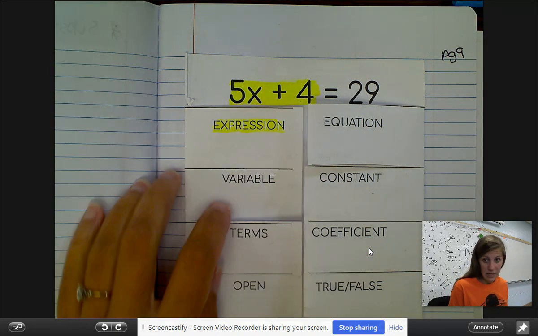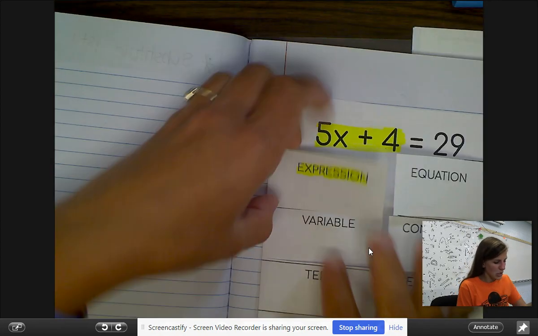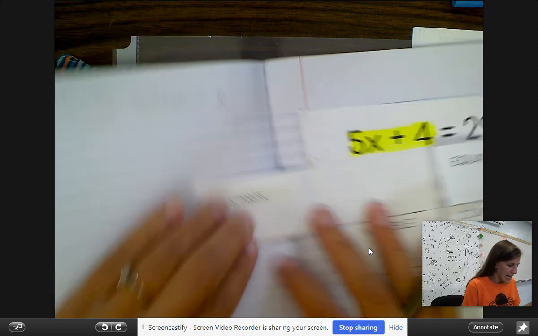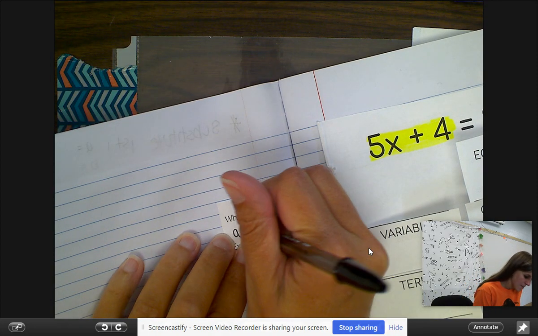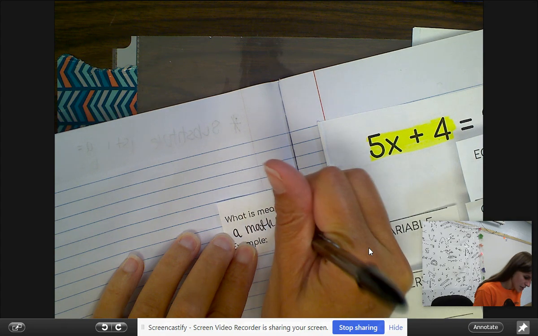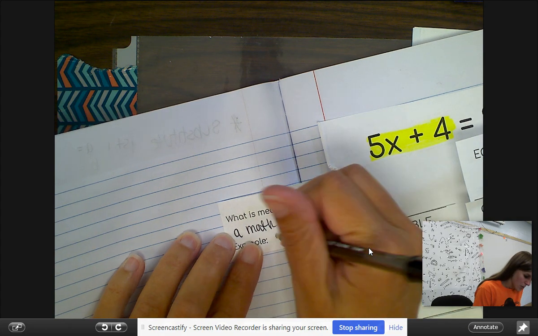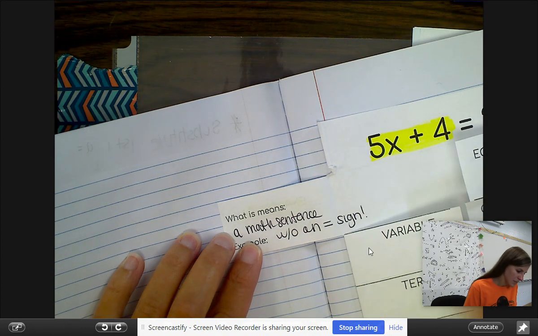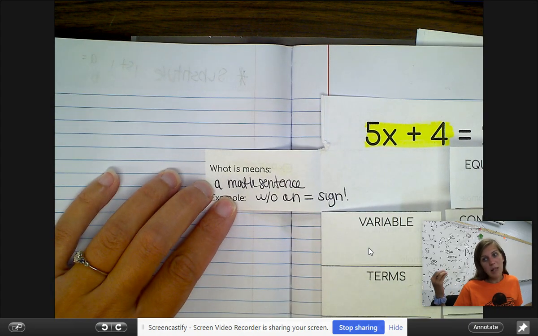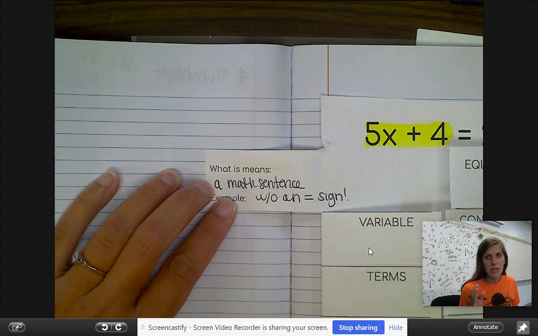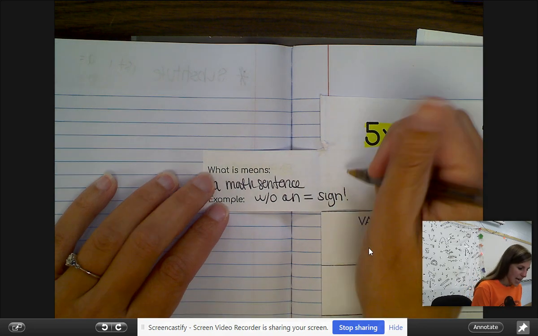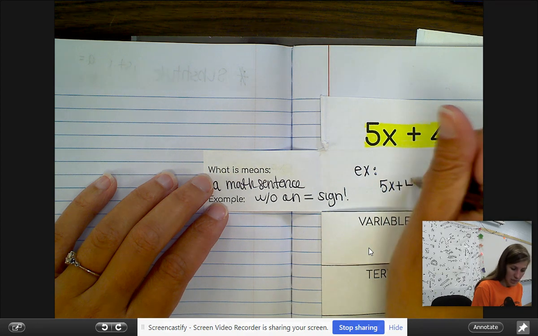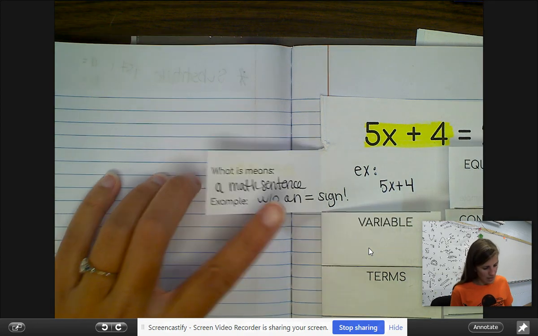So underneath here, this is where we're going to see how things got a little goofy. These were supposed to print next to each other, not underneath each other. So what an expression is: a math sentence without an equal sign. So we can have things multiplied, added, subtracted, divided. We just can't have an equal sign. And then our example of it here is the 5x plus 4. That would be a really good expression.